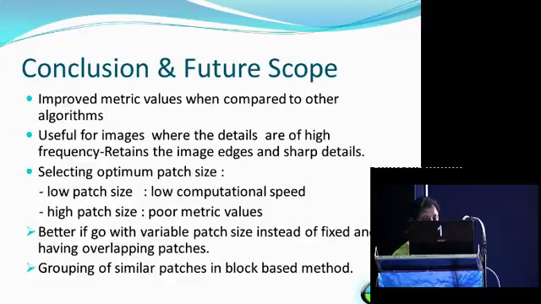And the improvement I could make is to go with a variable patch size instead of a fixed patch size, and go with overlapping patches, so I will be estimating single pixels more than once, as I have done in my case. Grouping of similar patches in the block-based method would also be a better idea. Instead of grouping adjacent patches, if I group similar patches, I could get a better result.